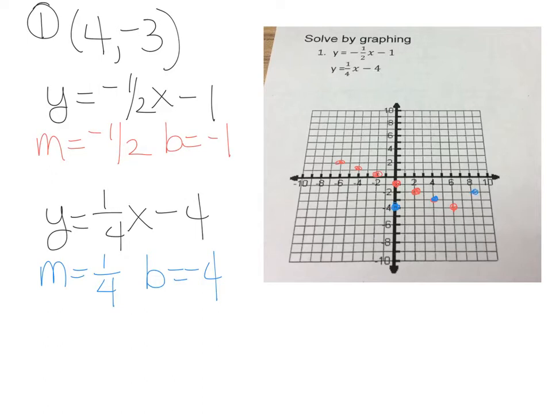I don't have to go any farther because I'm looking for where the two lines actually cross, and they cross right here. So that point, if you start at the origin, you go 4 right, 3 down. That gives you the answer of (4, -3).